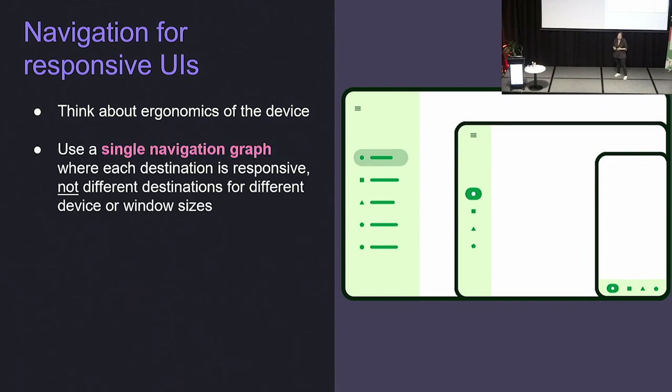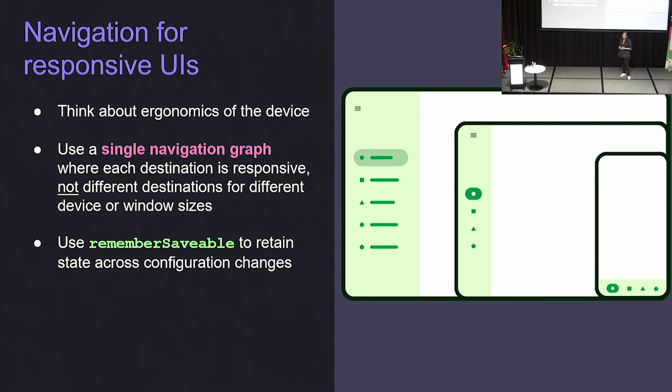We need to use a single navigation graph where each destination is responsive and we're not having different destinations for different device or window sizes. We don't want to have our navigation graph have tablet detail view, home tablet view, home phone view, home foldable view. We want to make sure that we have the same view for every device style. And we can use things like remember saveable to retain that state across configuration changes, so we're not always losing that information.